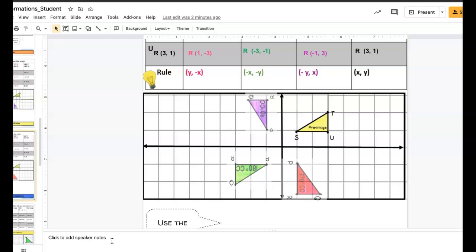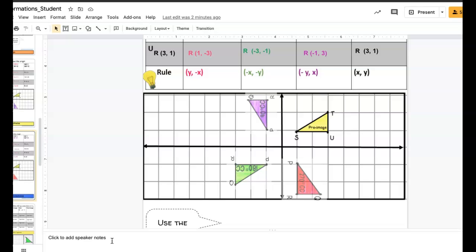If I start in quadrant 3, so the green one, and I rotate it 90 degrees counterclockwise, where will I end up? Grace? Quadrant 2, because I would go backwards 1, so where the purple one is.